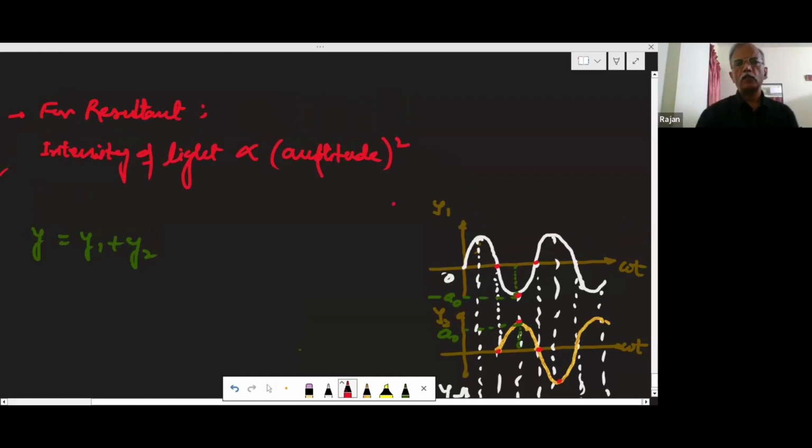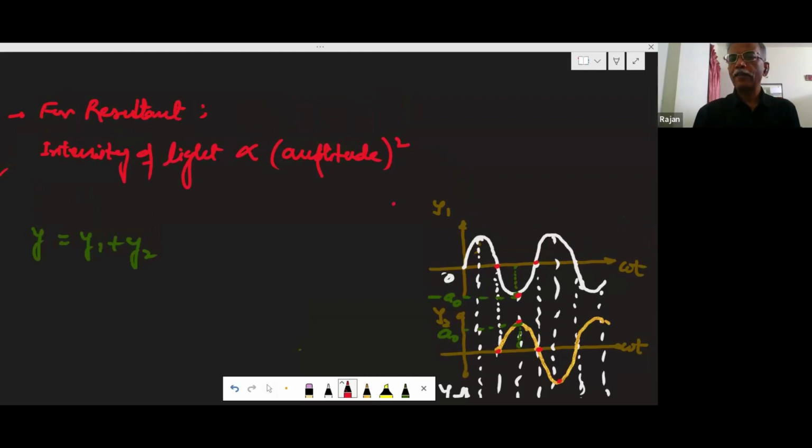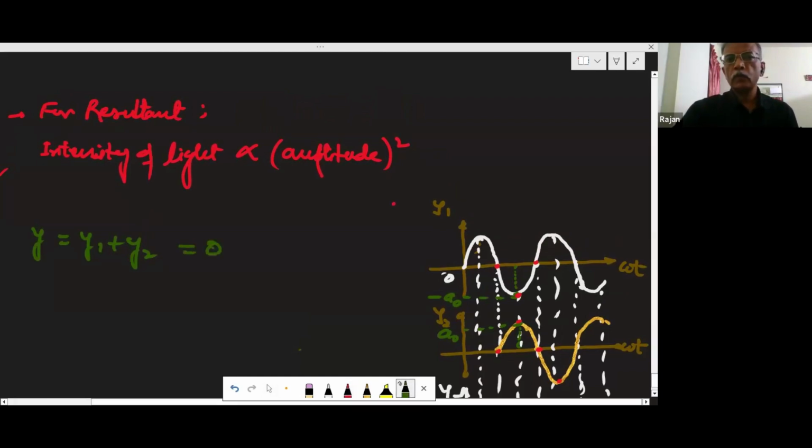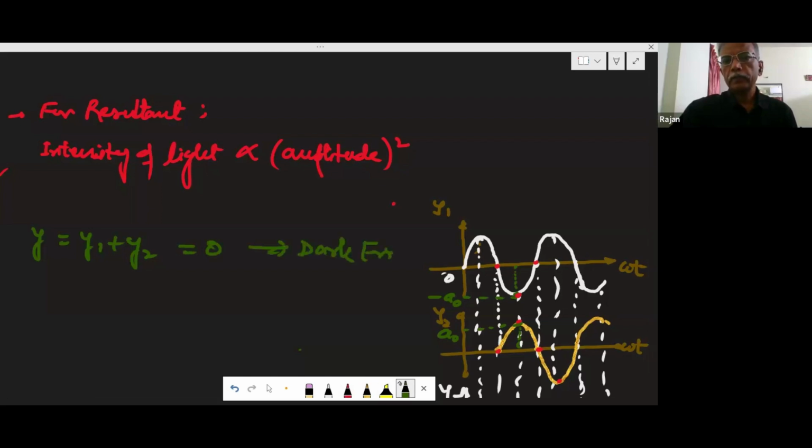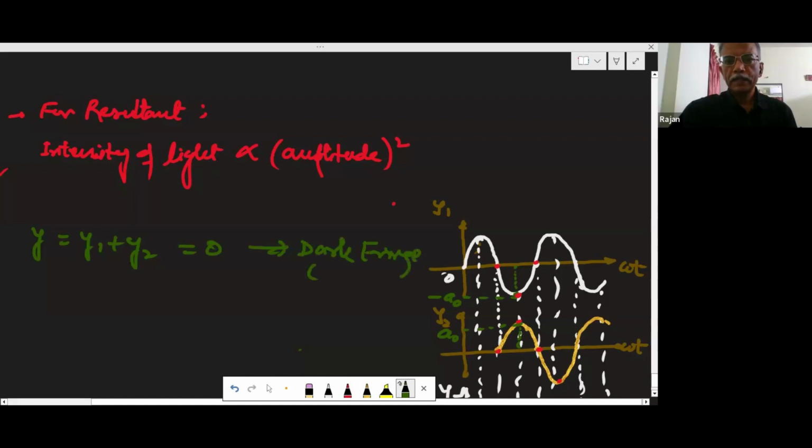We'll have intensity of light directly proportional to the amplitude square. So if you apply for this case, amplitude square means resultant amplitude is 0, so 0, all the time 0, right? So I'm going to have all the time y is equal to 0. This forms a perfect dark fringe. We'll call this as DF.